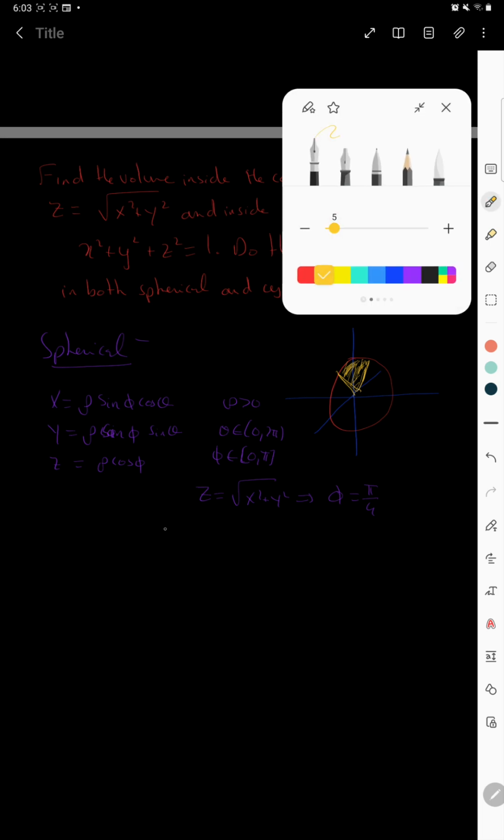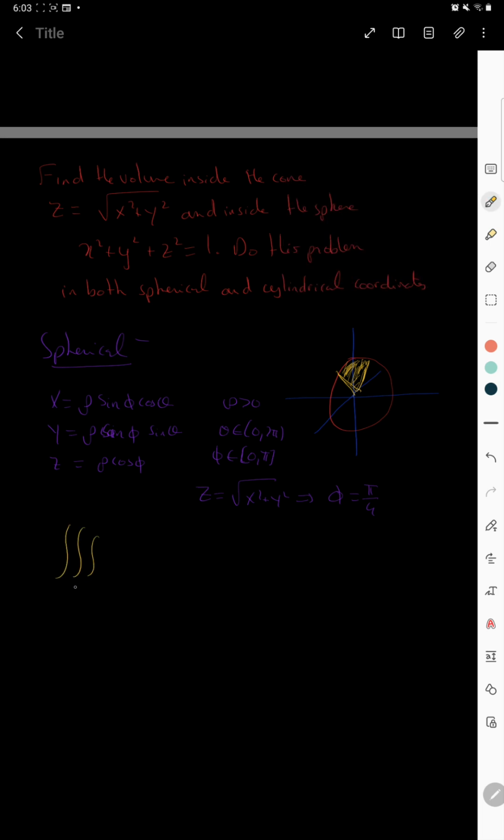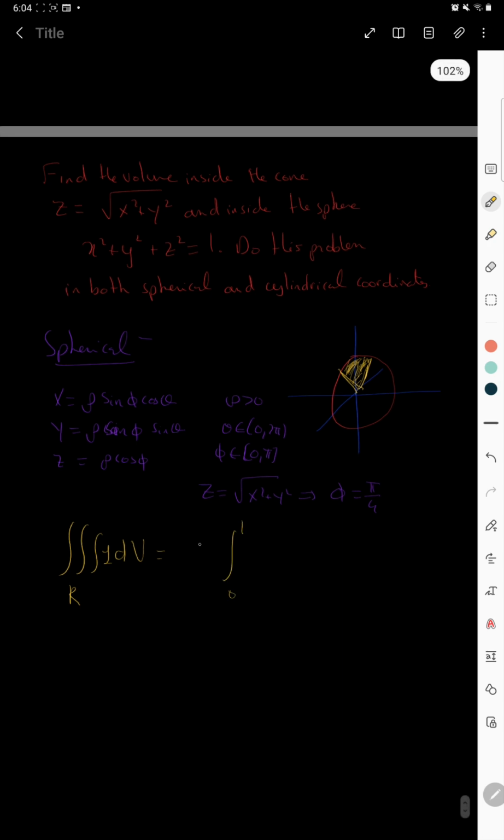Finding the volume of the solid, let's call this region R, we want to integrate 1 dV. Now, rho will vary from 0 to 1. Phi will vary from 0 to pi over 4. And theta will vary from 0 to 2 pi. Of course, we have the Jacobian, rho squared sine phi, d rho d phi d theta. It's easy to see that this is 2 pi times 1 minus root 2 over 2 times 1/3.